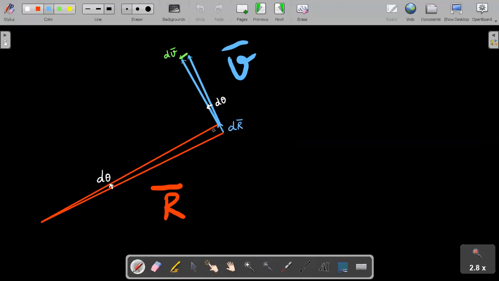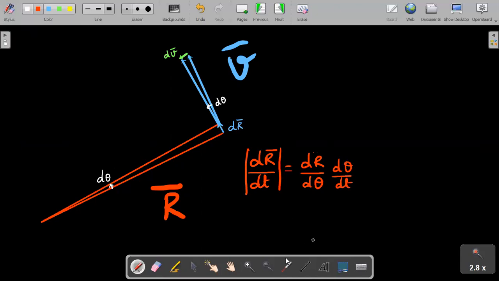So what is meant by dr bar by dt? Let's understand it physically now. In magnitude, dr bar by dt is equal to the value of dr by d theta multiplied by d theta by dt.